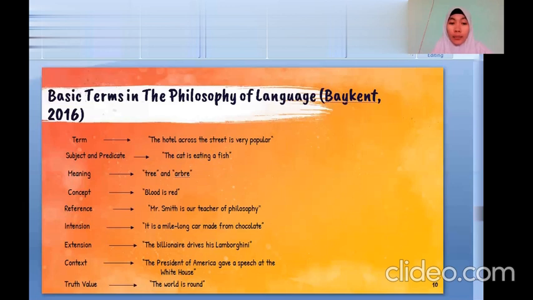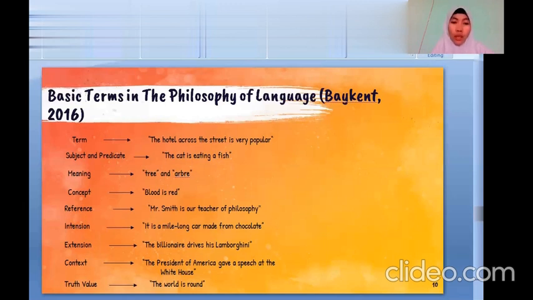Next about subjects and predicates. A subject is the part of the sentence that describes what or whom the sentence is about, while a predicate tells what the subject is doing. For example, the cat is eating a fish. Based on the example, we know that the cat is the subject and is eating a fish is the predicate. That is what the subject is doing, what we call the cat.